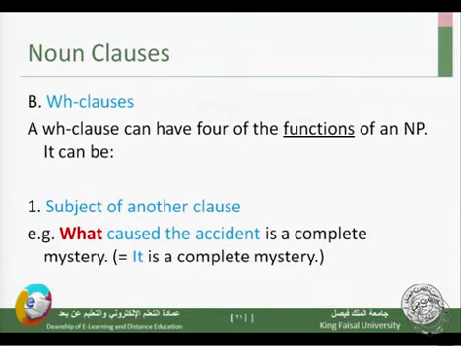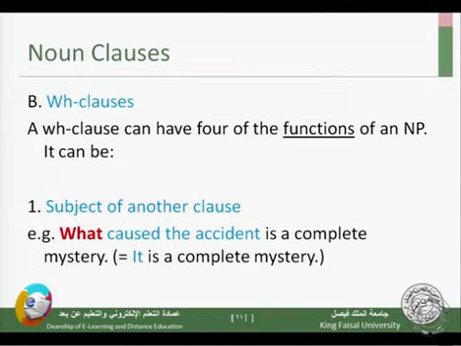Now we move on to WH clauses, which is another type of noun clauses. A WH clause can have four of the functions of an NP. So we'll talk again about the functions. In this case, we are talking about the functions of WH clauses. So a WH clause can be, number 1, the subject of another clause. So for example, what caused the accident is a complete mystery. What caused the accident is the subject in this sentence.